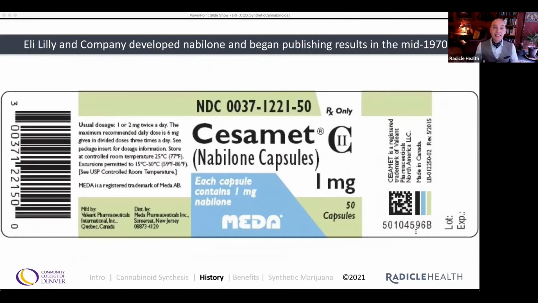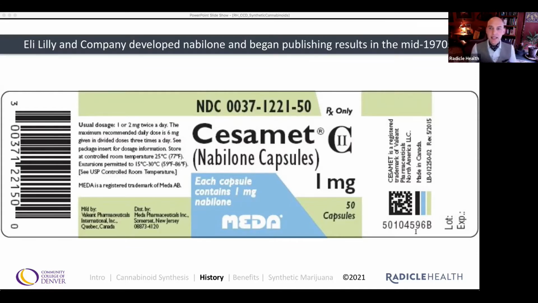A team at Eli Lilly and Company developed another synthetic cannabinoid. This one was nabilone. And they began publishing results in the mid-1970s. So in 1985, the FDA approved nabilone. It's a synthetic THC, and they approved it to mitigate chemotherapy-induced nausea and vomiting.